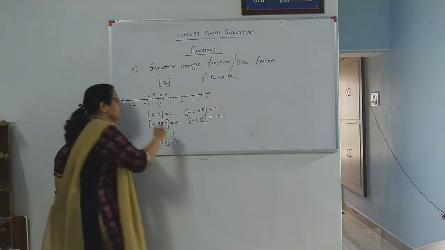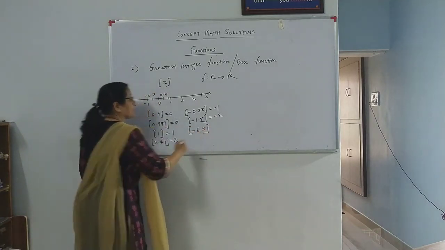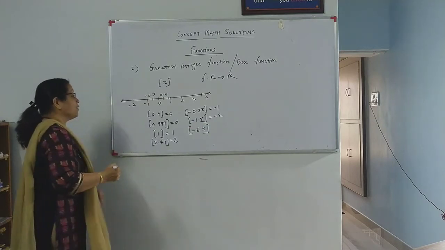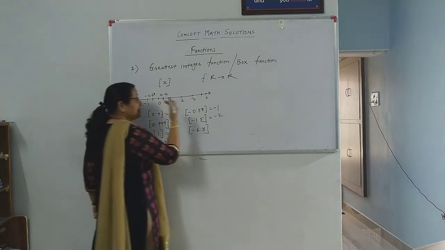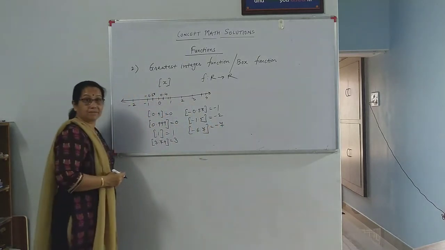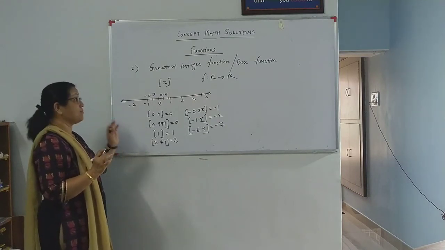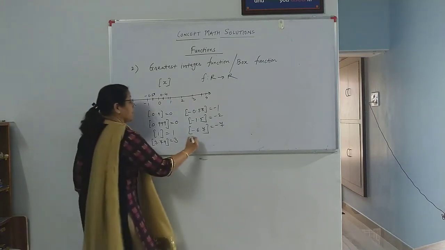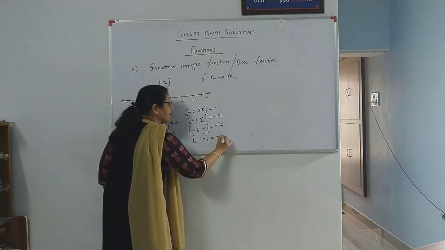If I take, say, minus 6.7, minus 6.7 will be between minus 6 and minus 7. Greatest integer less than or equal to that will be minus 7. Understand and imagine the number line. Draw the number line whenever you need help. Greatest integer function of minus 10 would be minus 10.